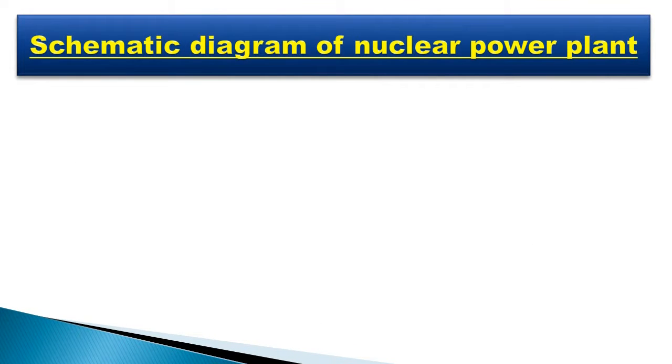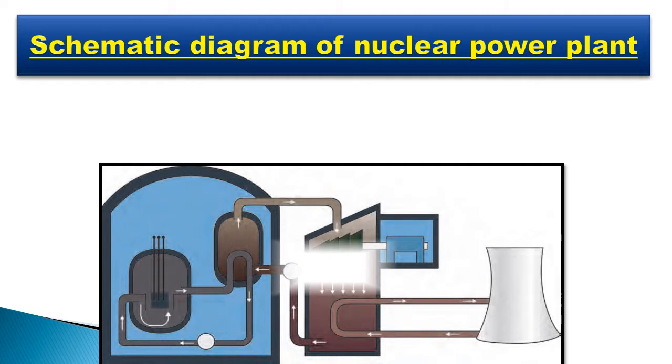Alright, now here we can see the schematic diagram of a nuclear power plant, in which you can observe some similar parts related to our previous video. These are the control rods. Now control rods absorb the excess amount of energy during the nuclear fission.